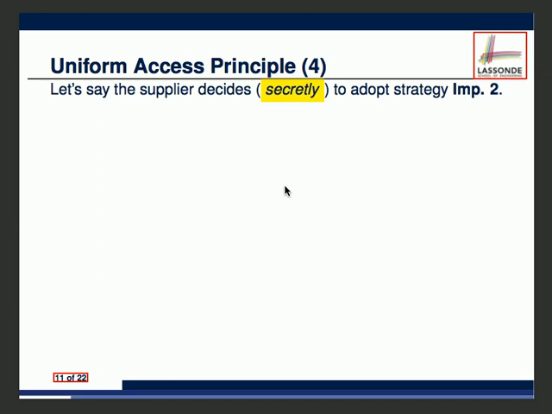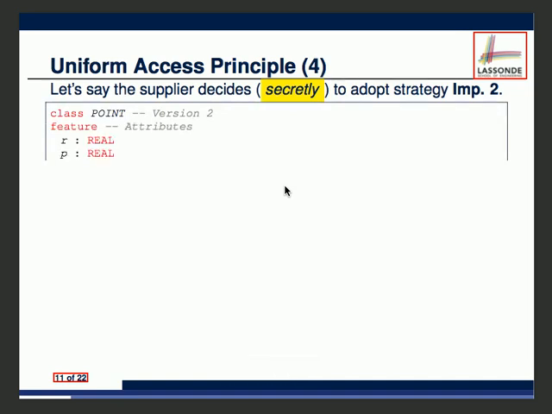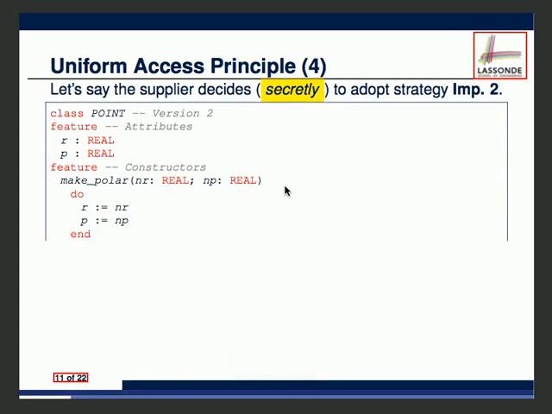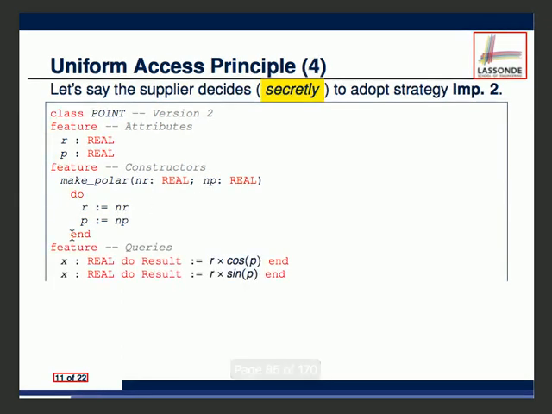So now let's say we secretly changed to implementation 2, but the way you access x and y is still the same. Let's say version 2. So now we don't store x and y as attributes anymore. Let's say we store r and p as attributes. Now, the way you implement this make polar is much easier, right? Because you don't have to do the sine cosine calculation anymore. You can just assign new r to r, new p to p. And now, sorry again for the typo, it should be y. I will fix that.